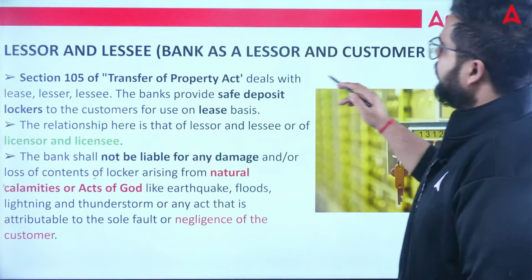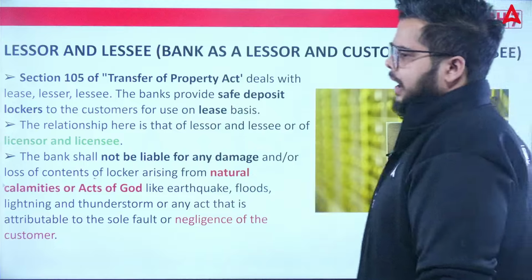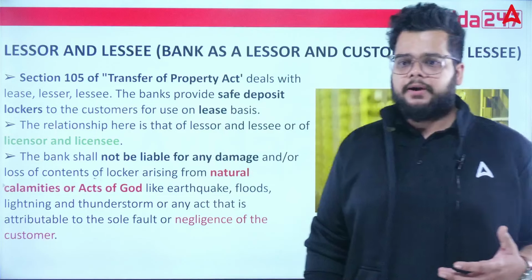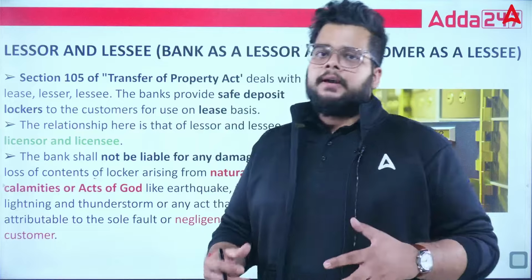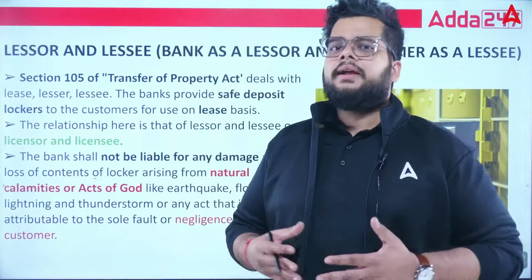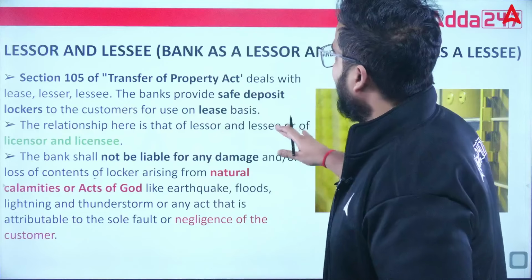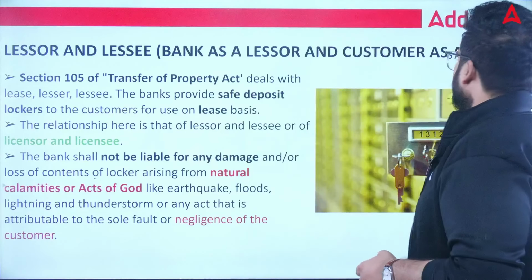Lessor-lessee: the bank will be the lessor and the customer will be the lessee, and this type of arrangement is mostly seen in a lease setup. A lease agreement will be there when we talk about gold ornaments or other valuables being kept in a locker. So for a locker, we have the bank as the lessor and the customer as the lessee.